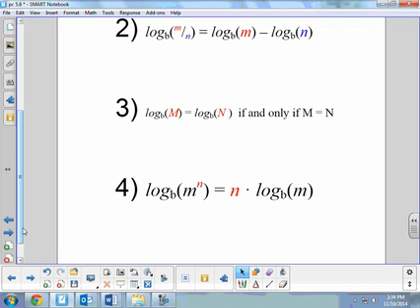And the fourth one is saying if I've got an exponent, I can move that exponent in front of the logarithm. So I'm going to have n times the log base b of m. Let's do some examples.